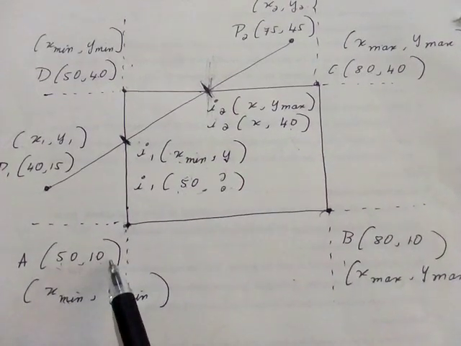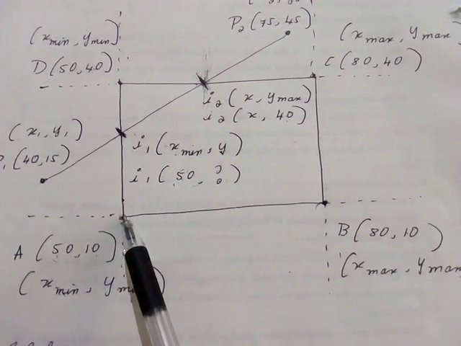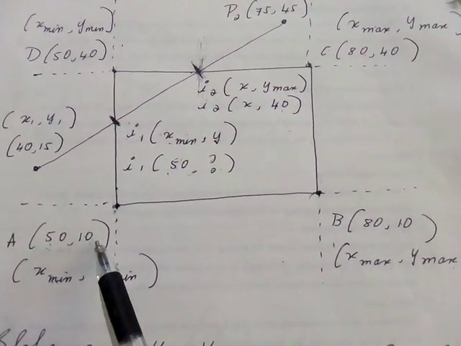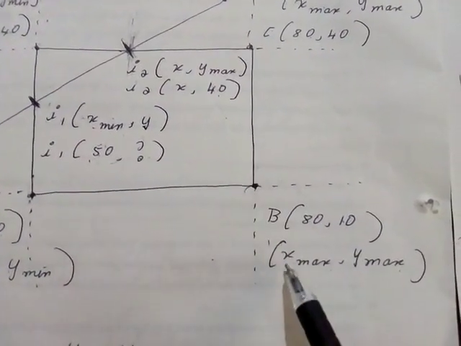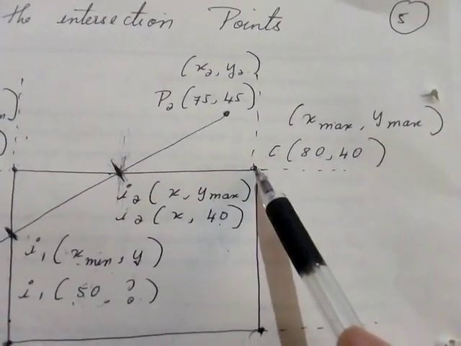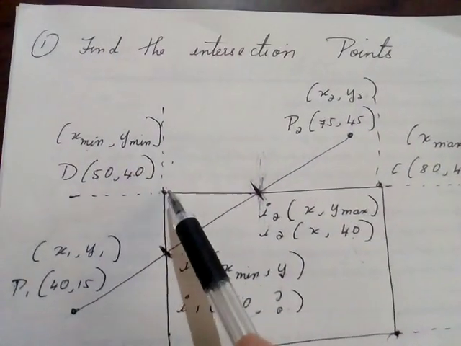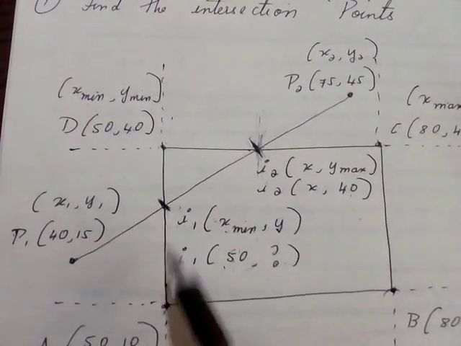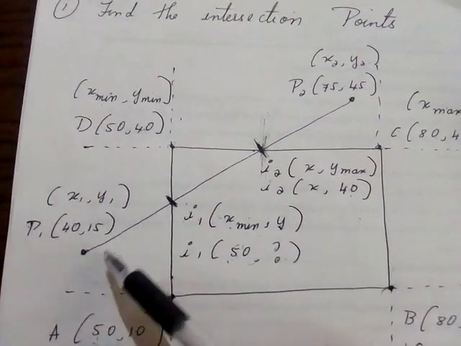Here A is 50-50, that means this is X minimum, this is Y minimum. That means at this point X and Y both are minimum. This point is B, and at this point it is X maximum, Y maximum. This point is C, so here also it is X maximum, Y maximum, and this is D, and here it is X minimum, Y minimum. So here it will be minimum and at these points they will be maximum.